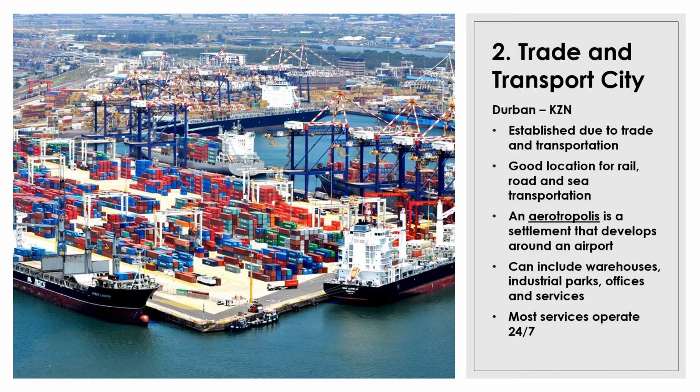So an example of when you have a city springing up around an airport would be called an aerotropolis. An example of that in KwaZulu-Natal is King Shaka International Airport, where there's an IDZ set up. There's a whole lot of office parks, and there's a massive settlement that has sprung up. Usually the services and functions that operate at a trade and transport city are harbors or ports or railway. These operate 24/7, and there might be a mix of other industrial parks or offices.